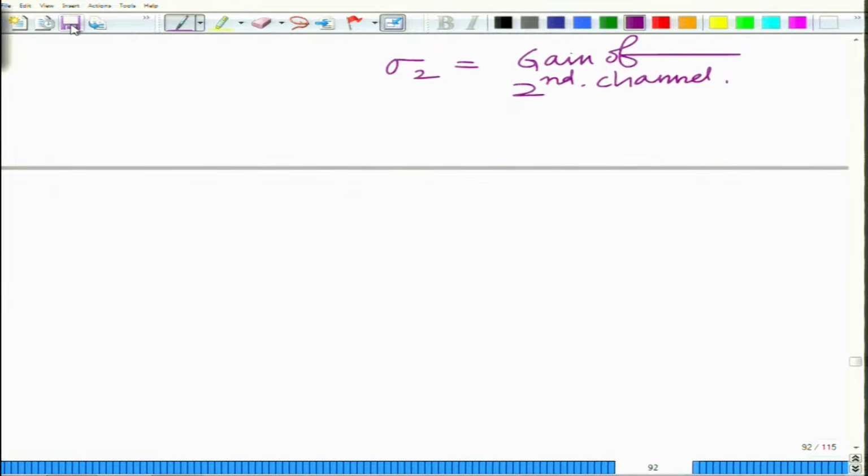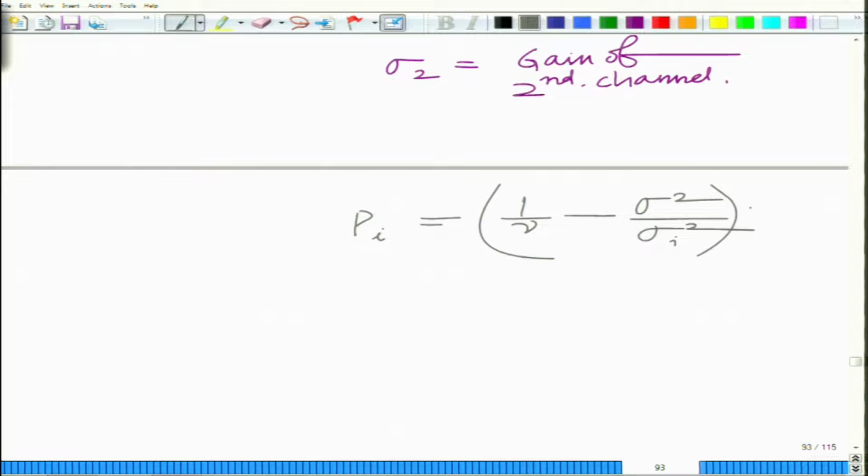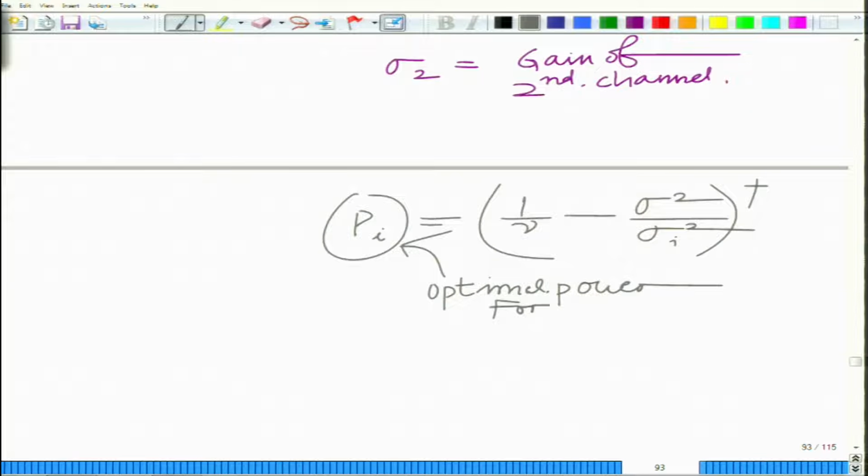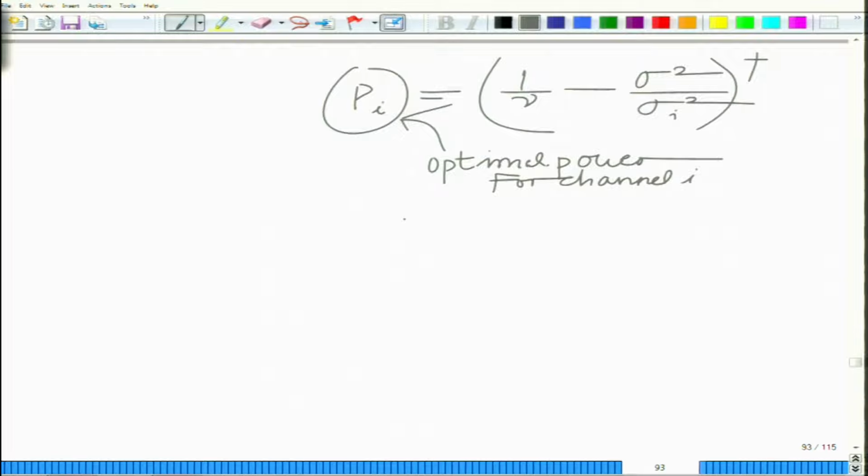Now, what is optimal power allocation? We have seen the optimal power allocation P_i for the MIMO channel equals 1 over nu minus sigma square by sigma i square, plus. This is the optimal power for channel i. Remember, we have seen sigma square equal to 2, and we have sigma 1 equals 2 square root of 2, sigma 2 equals square root of 2.